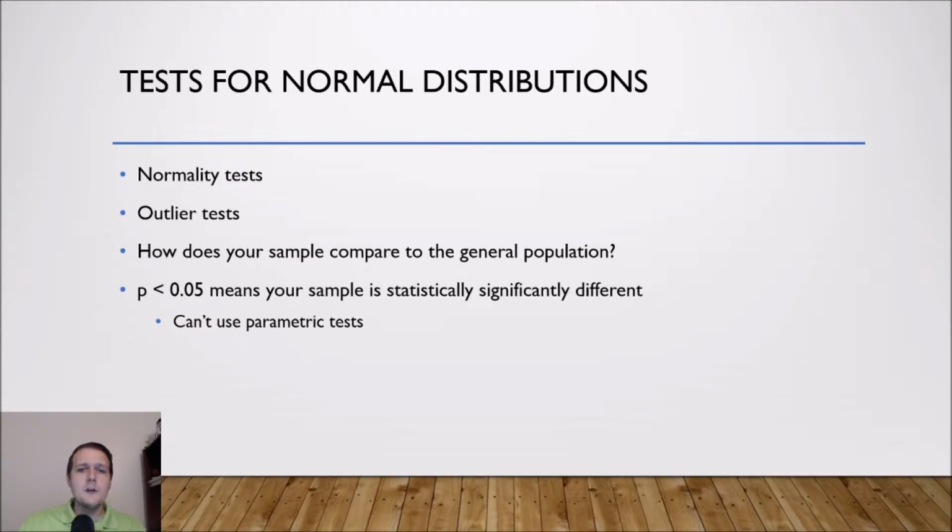Okay, so generally, if you want to show a sample set is normally distributed, you actually want a high p-value to show that your group is not statistically significantly different than the general population.